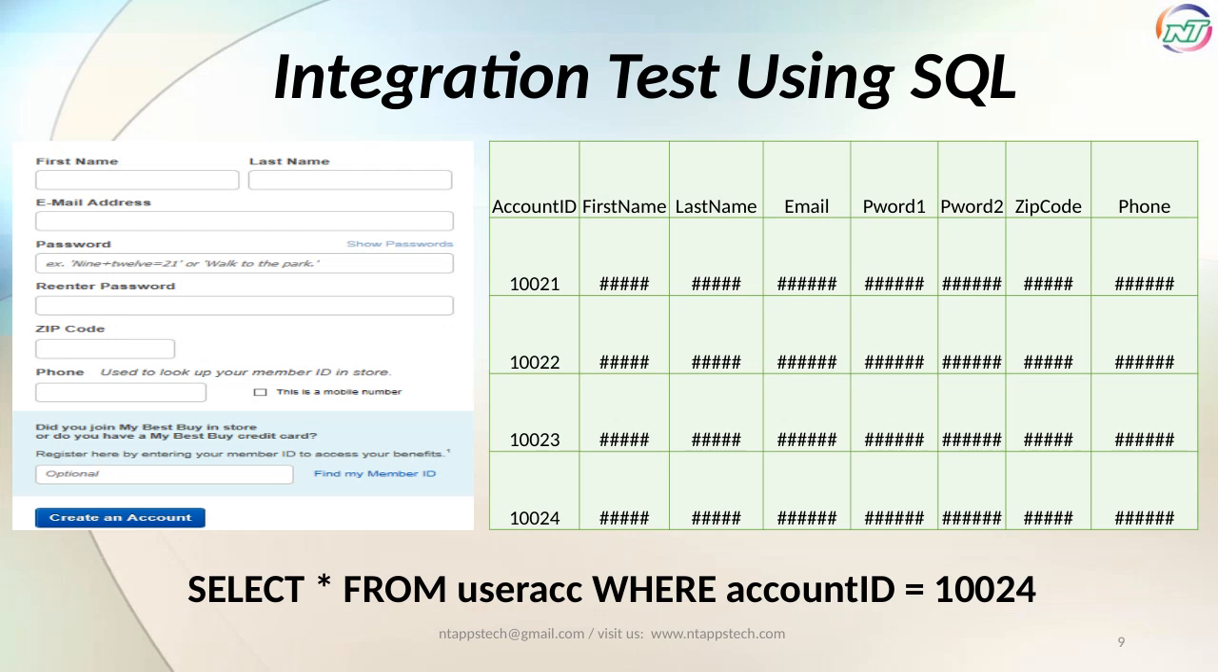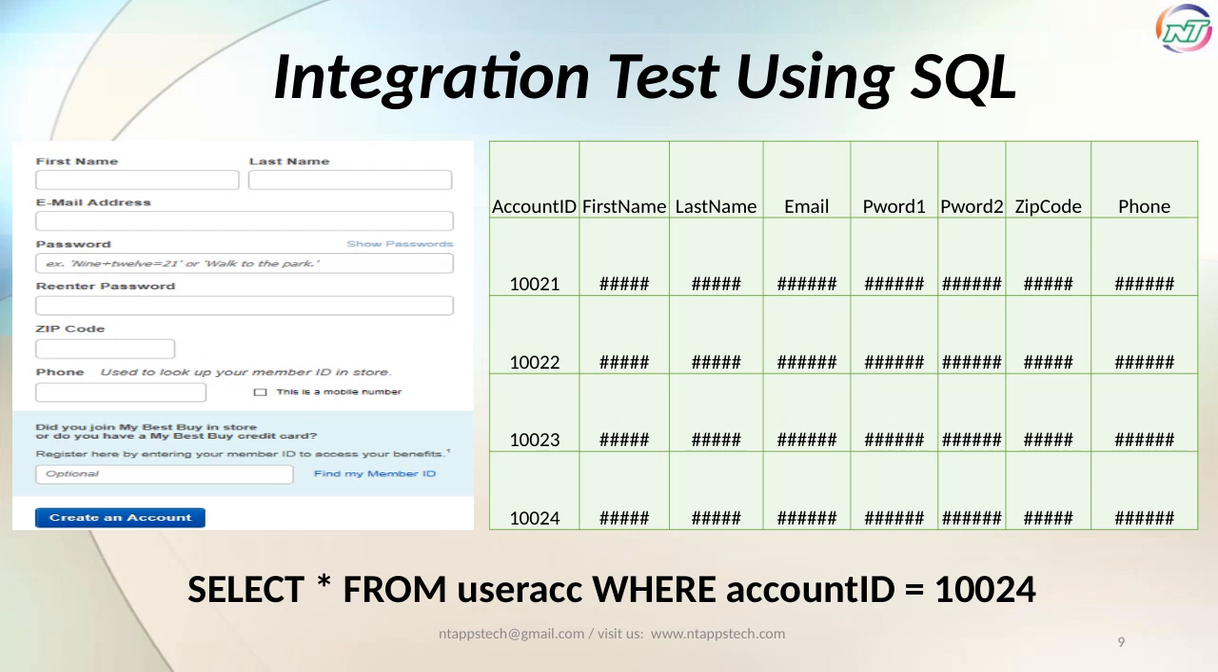Here, we are looking at a simple SQL query used for integration testing in the database layer. The query selects all columns from the user AC table, where the account ID matches 10,024. This is a straightforward way to verify that the data for a specific user is stored correctly and can be retrieved as expected.